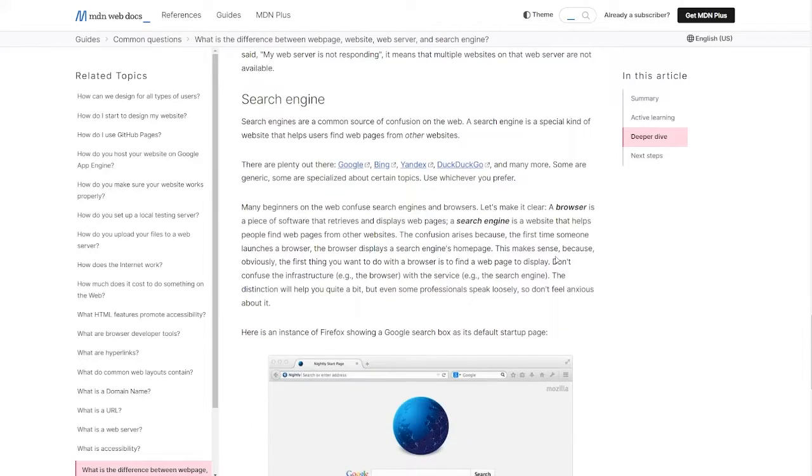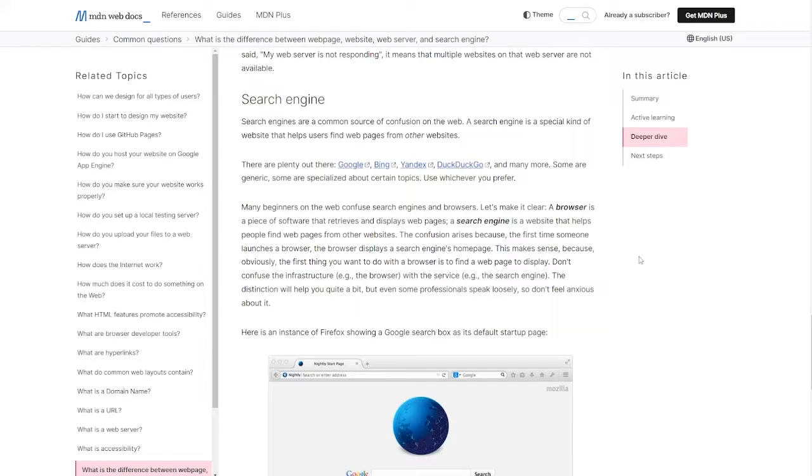Search engine. Search engines are a common source of confusion on the web. A search engine is a special kind of website that helps users find web pages from other websites. There are plenty out there: Google, Bing, Yandex, DuckDuckGo, and many more. Some are generic, some are more specialized about certain topics. Use whichever you prefer.